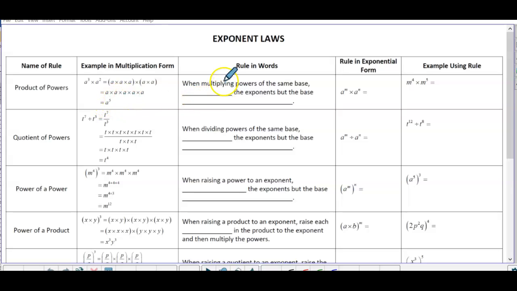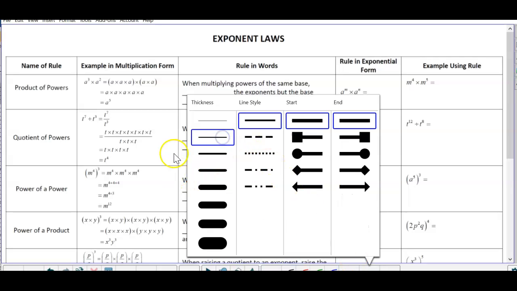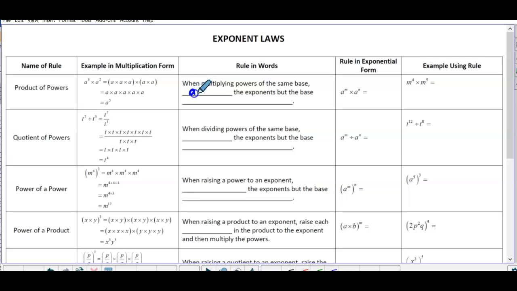So when multiplying powers of the same base, add the exponents, but the base remains the same. It's really important to remember that the base remains the same. Okay, so add the exponents and the base remains the same.